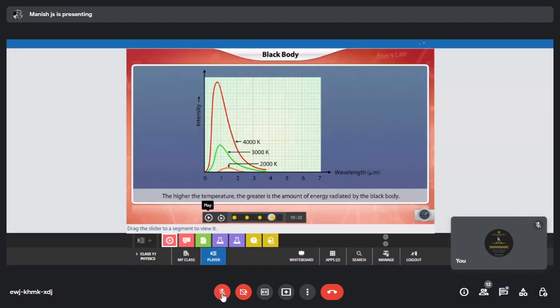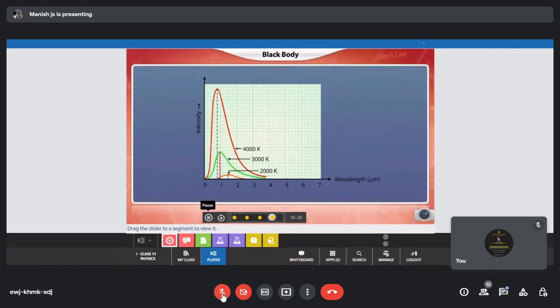So in our graph plot, compared to 2000 and 3000 Kelvin, the highest peak is attained for 4000 Kelvin because the temperature is pretty high. That is what we understand by the plot of intensity of the heat versus wavelength. So you get this. Also, the peak of the curve shifts towards shorter wavelengths as the temperature of the black body increases.